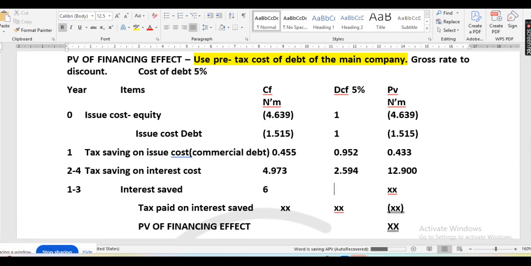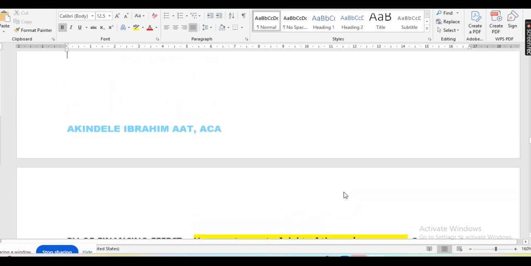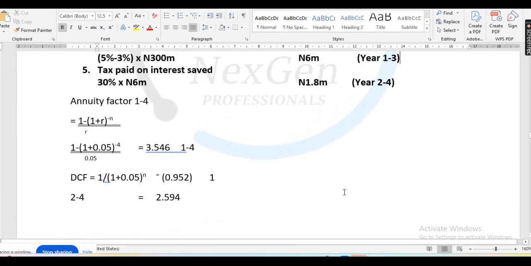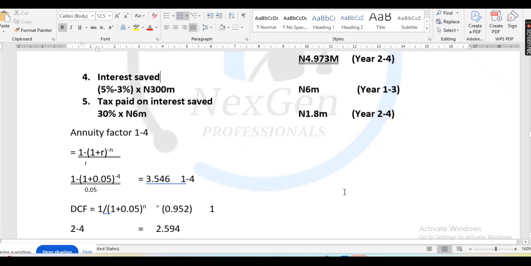2.723. Please confirm. 2.723. So what do you have when you multiply? 16.338. Okay. The next is what? What's the next thing? Interest paid, can you see it? Tax paid on interest, sorry.